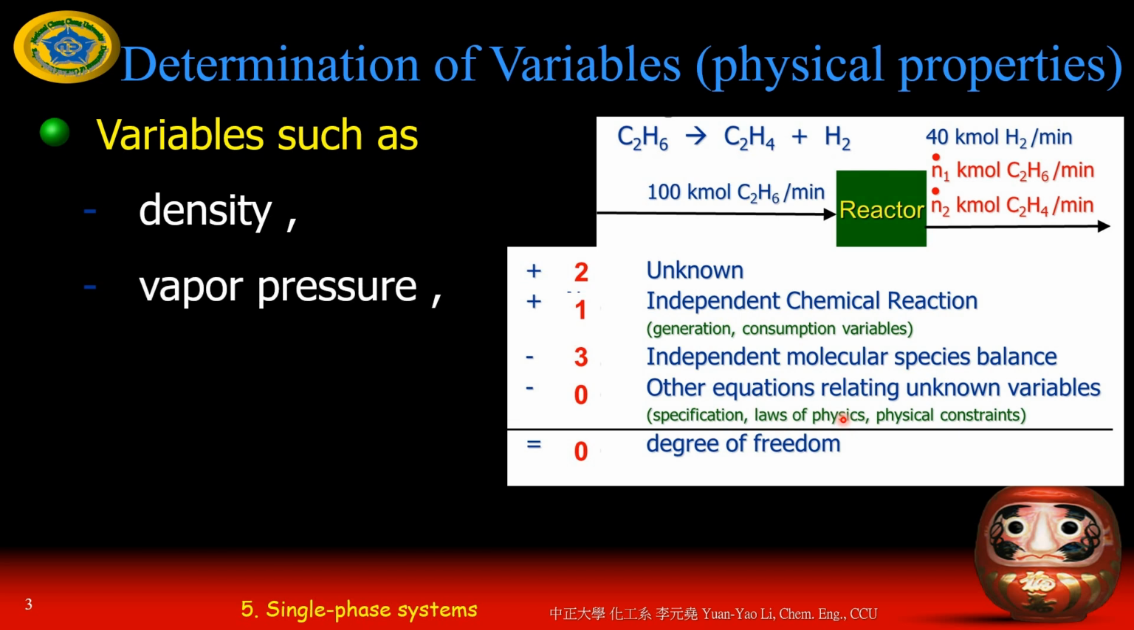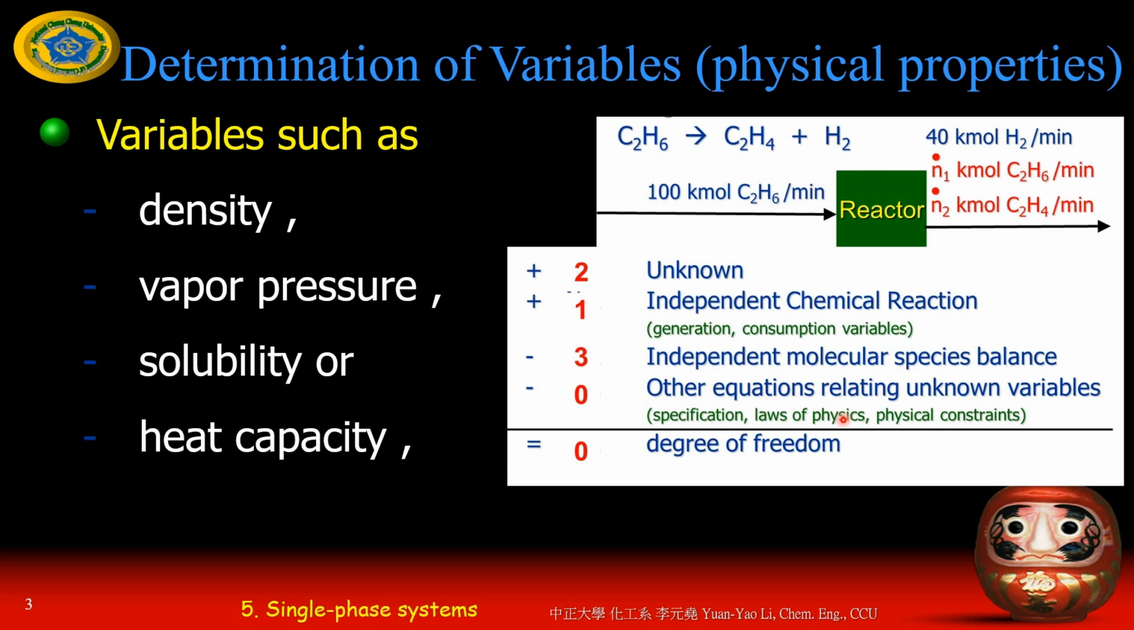And vapor pressure, for example the vapor pressure of water at 20 Celsius, or at 70 Celsius, or the vapor pressure of water plus alcohol at 70 Celsius. How can you get the answer? And solubility, like sodium chloride in water. What's the solubility of sodium chloride in water at 20 Celsius, for example? And heat capacities. These are the variables we want to show you how to get.